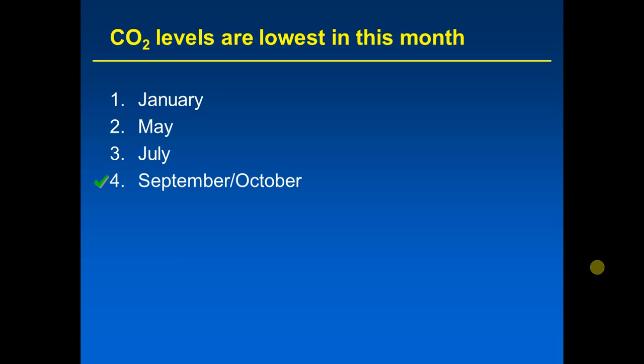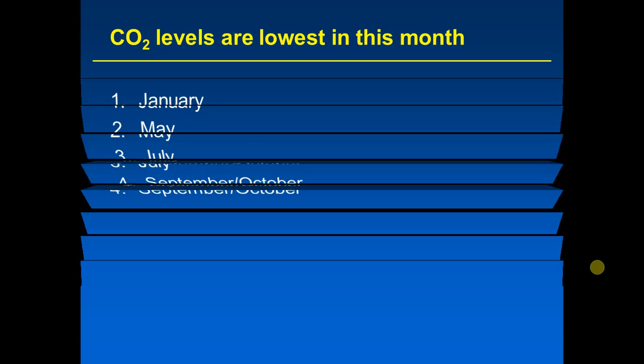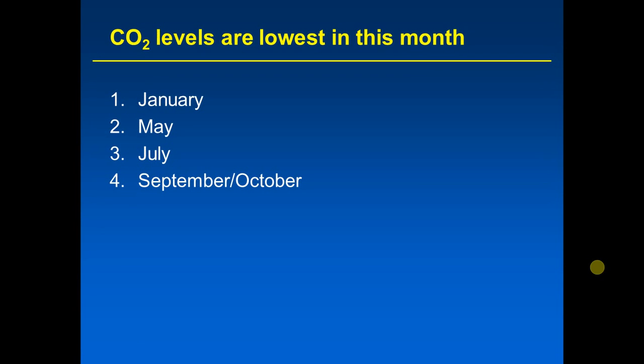So we would like to be able to answer now why carbon dioxide levels go up and down over the course of a year. So think about that. Over the course of a year, they reach the highest in May and their lowest in September, October.